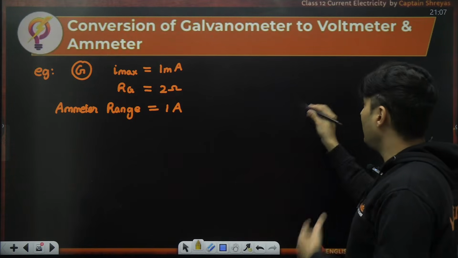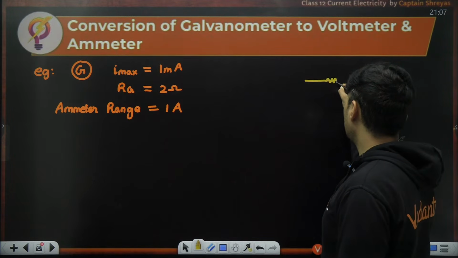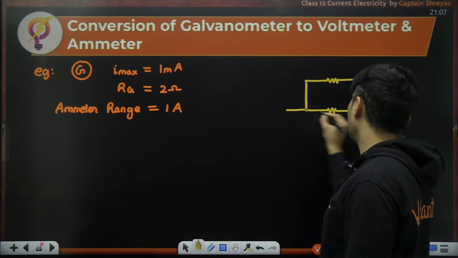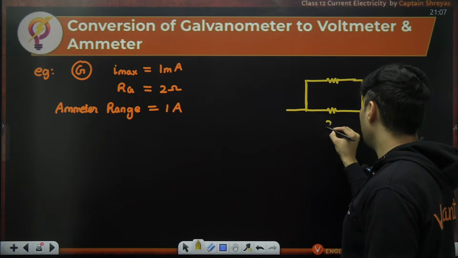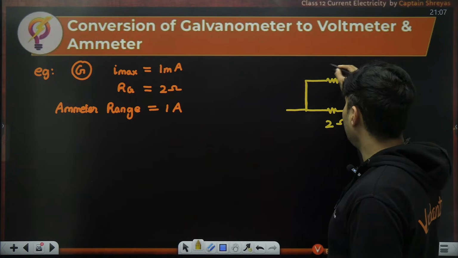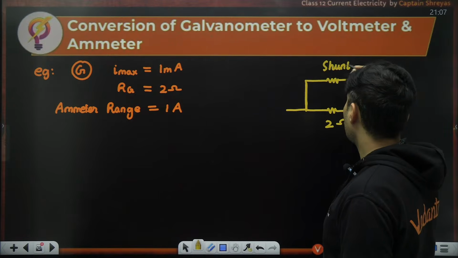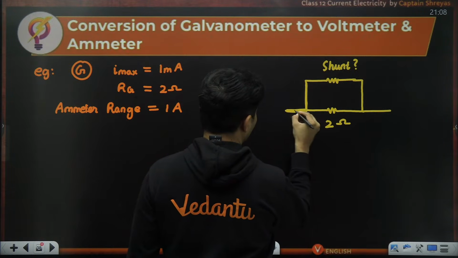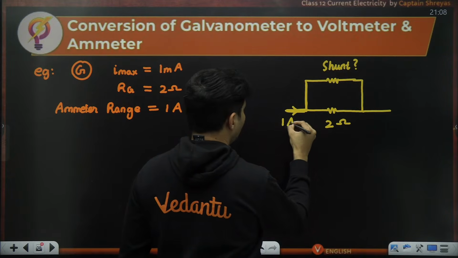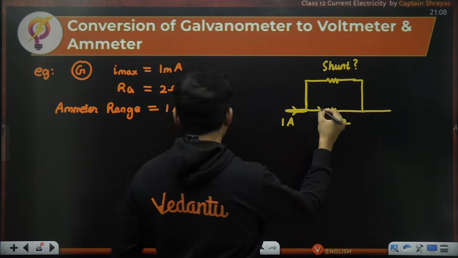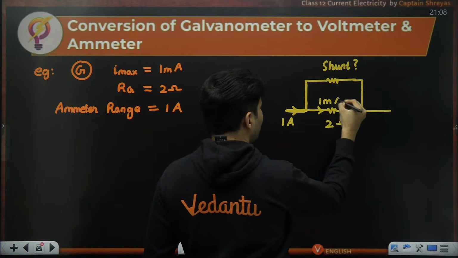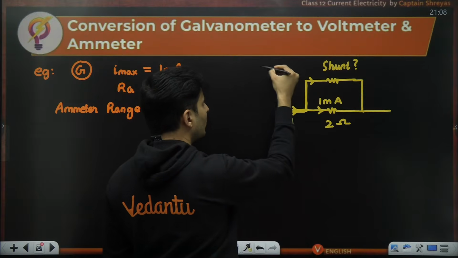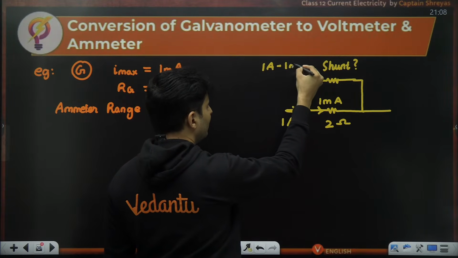So if you're talking about an ammeter, well, you have a shunt resistance. That's it. So this is the galvanometer which is having 2 ohms resistance. The shunt resistance I do not know. But I know one thing, that a very large current is coming in. How much current? 1 ampere. And I can allow only 1 milliampere over here through the galvanometer. So the remaining current will go through this, which is 1 ampere minus 1 milliampere.